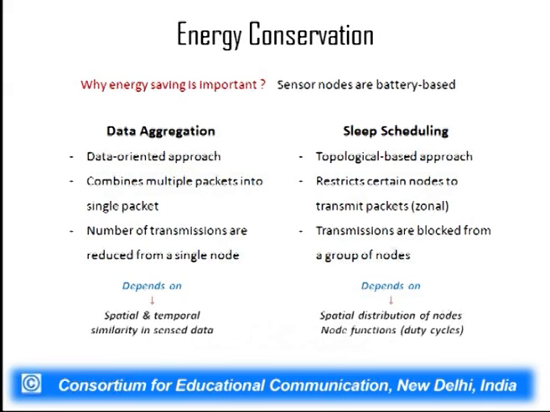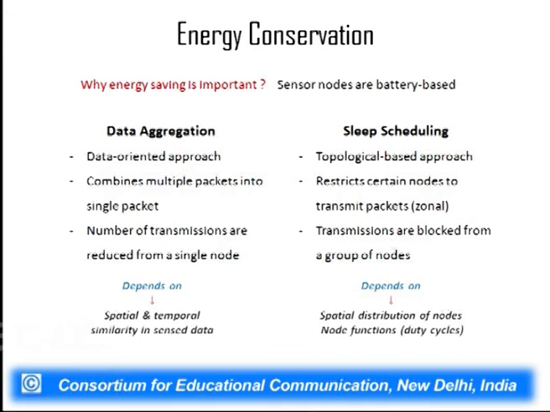Now we'll move to the energy conservation part. As we know, energy saving is very important solely because the sensor nodes are battery operated. So every processing capability is restricted to some extent. Simply speaking, the two very important strategies used for conserving energy are data aggregation and sleep scheduling.